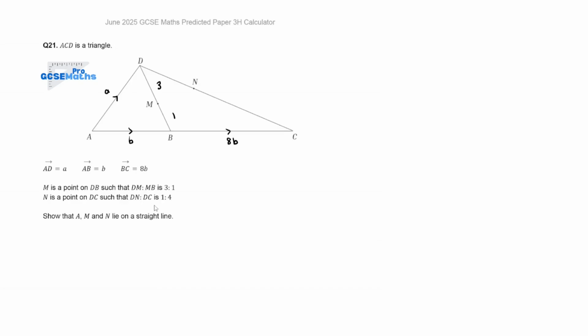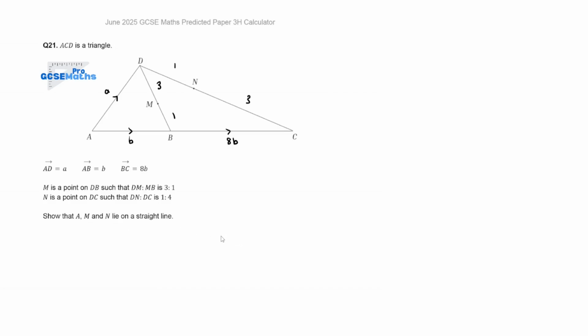N is the point on DC, such that DN to DC is 1 to 4. Now be careful of this one though, because you see how it's DN, which is 1, but then DC, that's the whole thing. So that includes the DN. So technically this is then 3, isn't it? N to C. So just make sure you are reading any ratios they give you properly. Show that A, M, and N lie on a straight line.